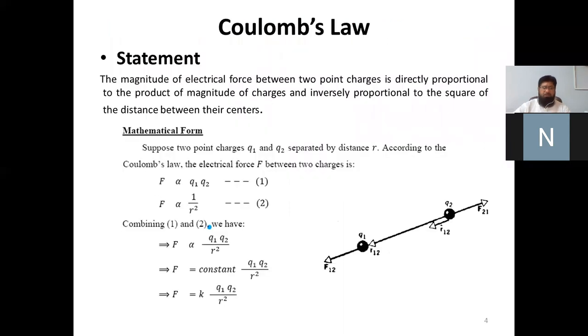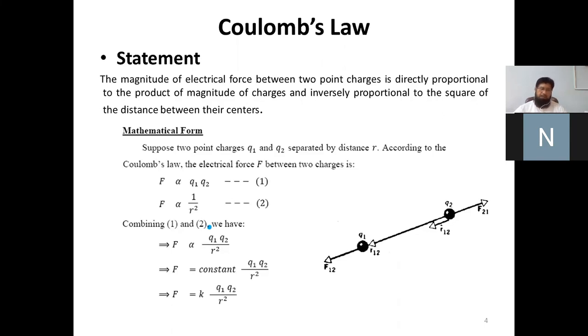Now here, according to Coulomb's law, the force between two charges is directly proportional to the product of their charges and inversely proportional to the square of the distance between them. You know that the force F is equal to Q1 Q2 upon R square. Q1 and Q2 are the magnitudes of the charges and R is the distance between them. The force depends upon the magnitude of charges and the distance between them. If the distance increases, the force decreases. If the magnitude of the charge increases, the force increases.